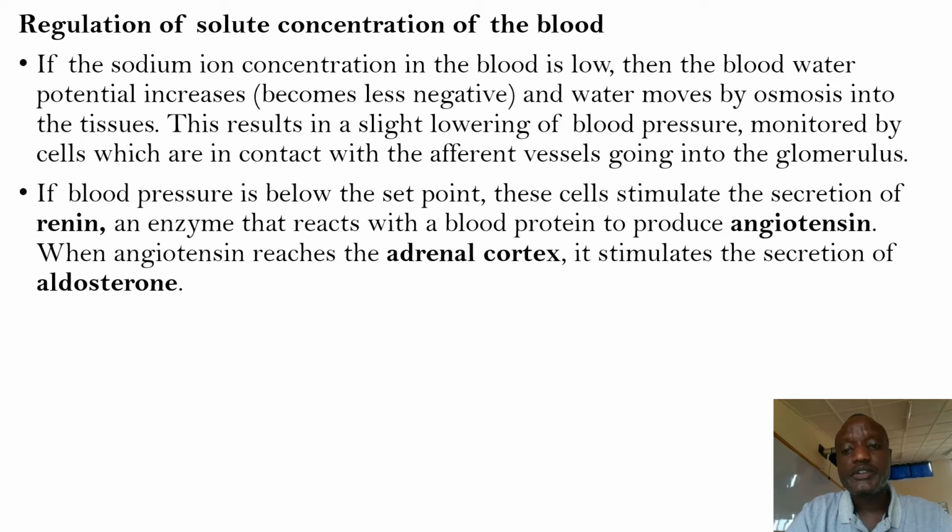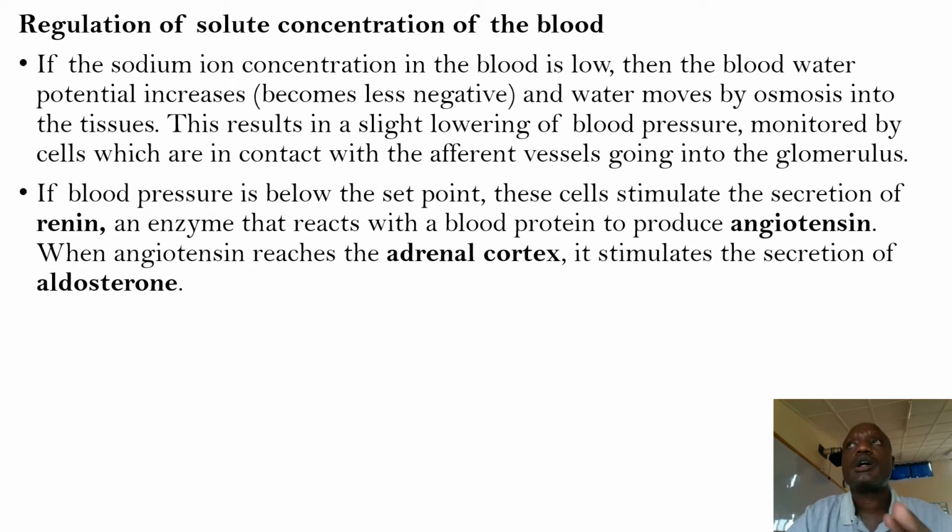These cells stimulate the secretion of renin. Remember the cells we are talking about here, the same cells, if you remember, osmoreceptor cells in the hypothalamus, are the ones to detect if blood pressure goes below the set point. These cells stimulate the secretion of renin, an enzyme that reacts with a blood protein to produce angiotensin. When angiotensin reaches the adrenal cortex, it stimulates the secretion of aldosterone.